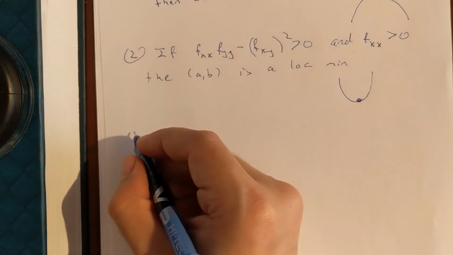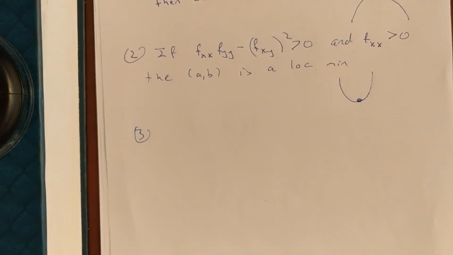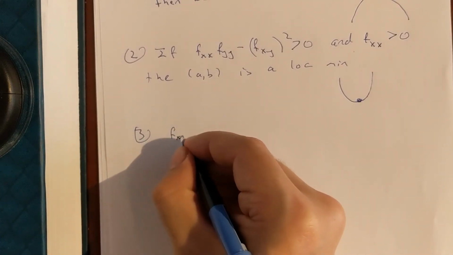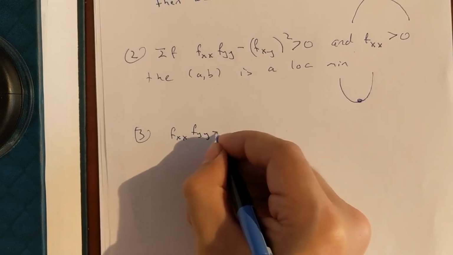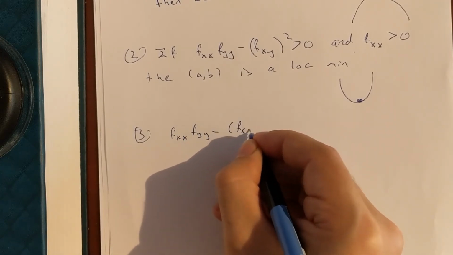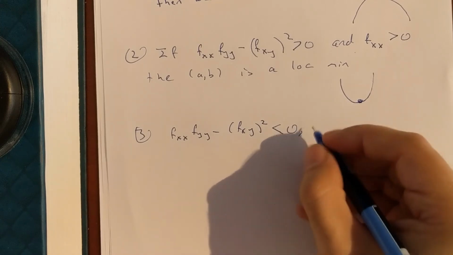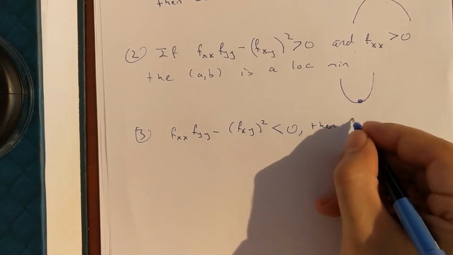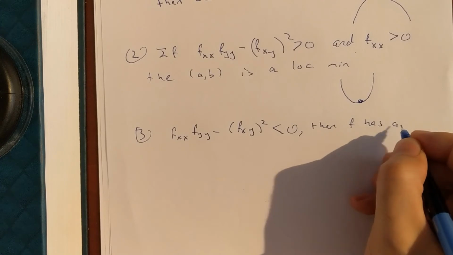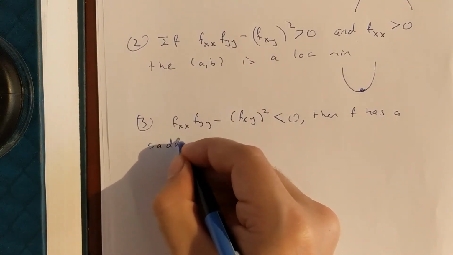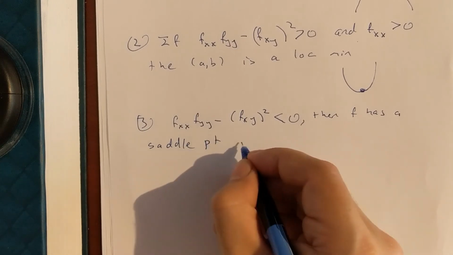Now, if, on the other hand, we have fxx times fyy minus this term fxy squared, I'm going to talk about where that comes from, if this is less than 0, then f has a saddle point. So they're heading in different directions. Saddle point at AB.